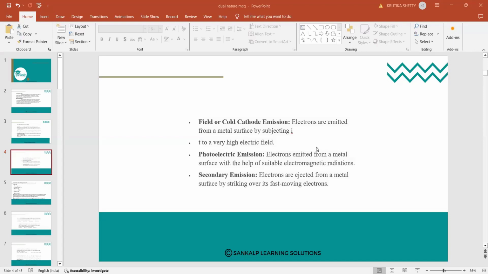Then next we can go for secondary emission. So see, what is secondary emission? Electrons are ejected from a metal surface by striking it with fast moving electrons. One electron hits another electron, and at that time the outer surface electrons come out of the metal surface. That is called secondary emission. So students, we have studied the 4 types of emission.